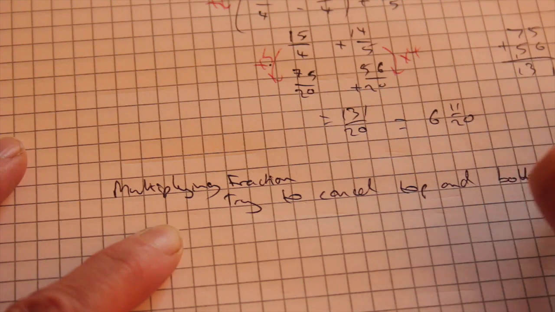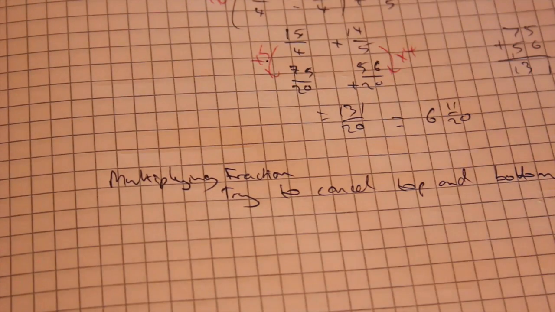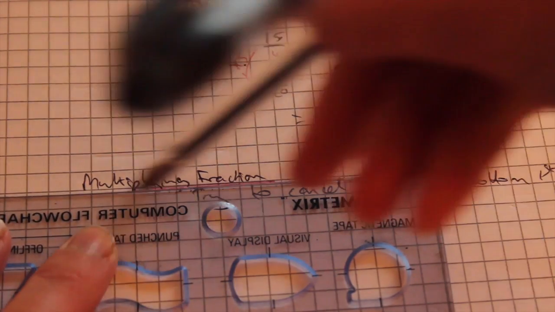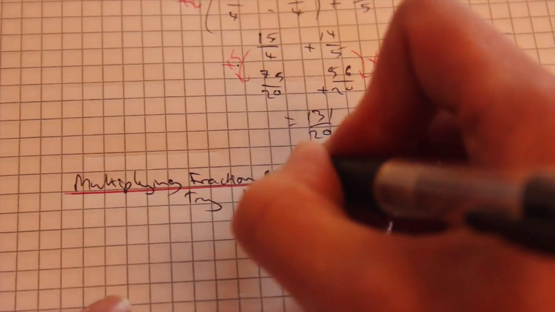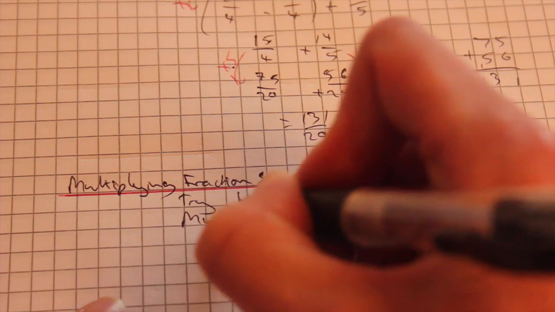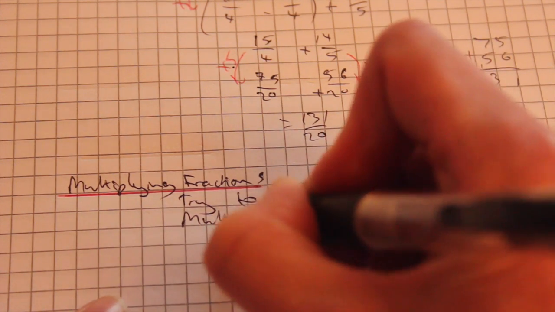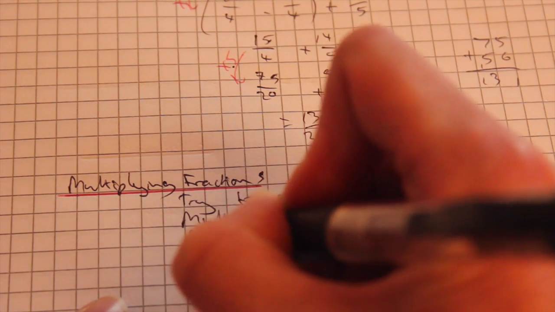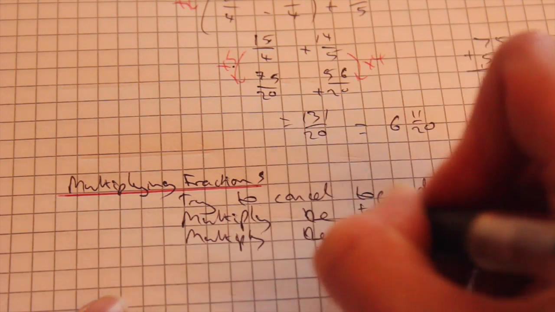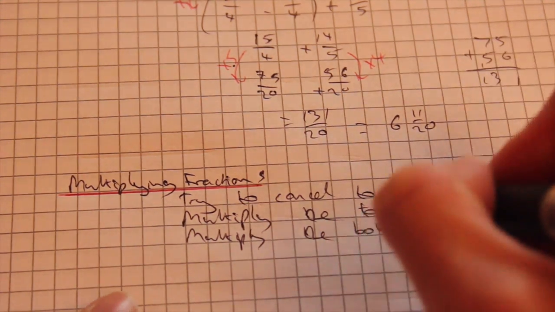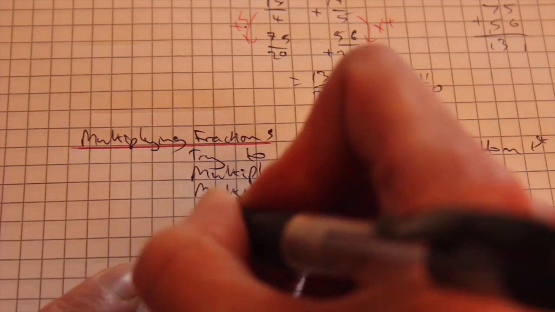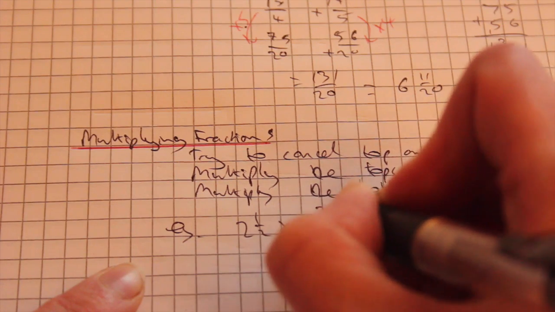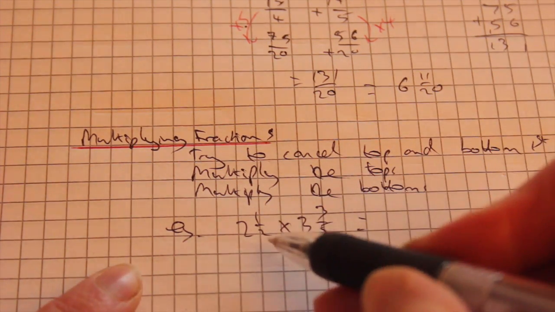Now, what do I mean by cancelling? I mean by dividing them by the same number. Once you have all your cancelling done, then you multiply the tops, or the numerators, and then you multiply the bottoms. And if you do it that way, it usually works out quite well. So, for example, if I had 2 1/5 times 3 3/5.